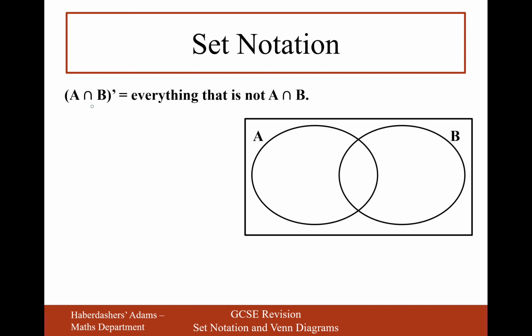Let's do something a little bit more complicated now. A and B, but not in there. Let's think about it. Let's do the inside brackets first. A and B, but everything that's not in there. So it's anything here, or anything on the outside.